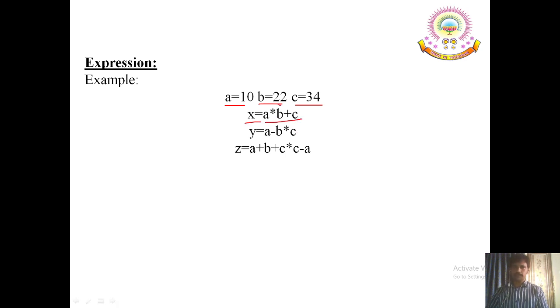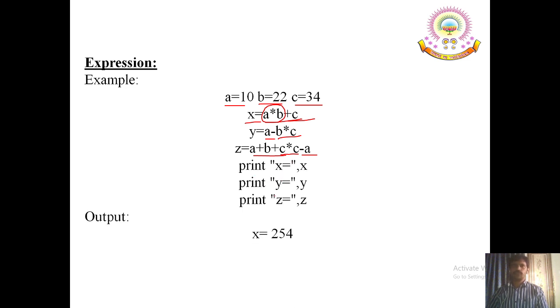Here the first operation is carried out with the multiplication, then the result is added. Similarly, b and c are multiplied together, and the result is subtracted from a. Similarly, first c is multiplied, then addition is performed and finally a is subtracted from that result. See the results. Output, say 254, minus 738, 1178 and so on.